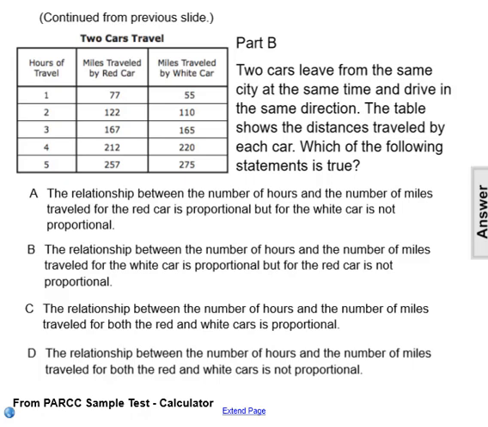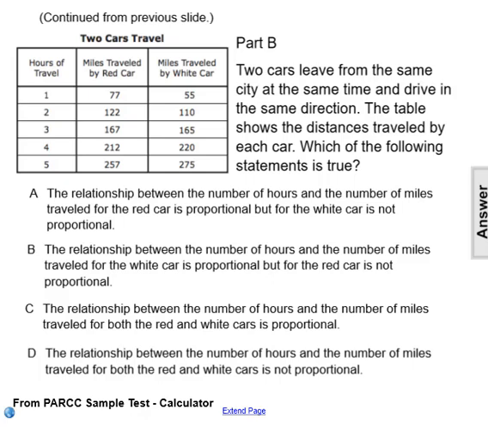Continued from the previous slide, we now have part B. Two cars leave from the same city at the same time and drive in the same direction. The table shows the distances traveled by each car. Which of the following statements is true?